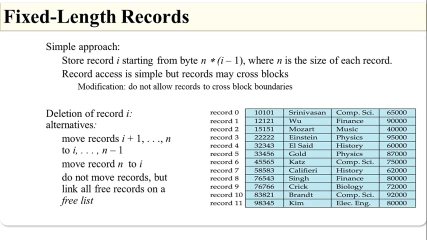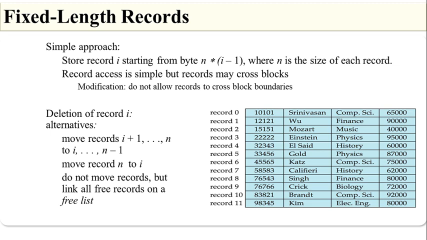Okay, fixed length record, simple approach: store record i starting from byte n times (i minus 1), where n is the size of record. Record access is simple, but records may cross blocks. Modification: do not allow the records to cross block boundaries.